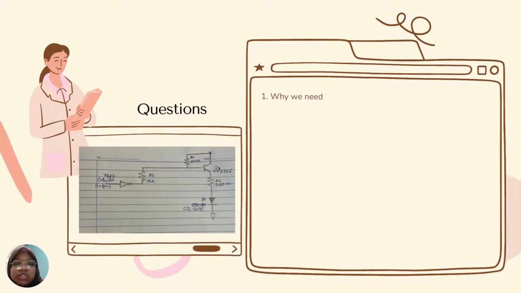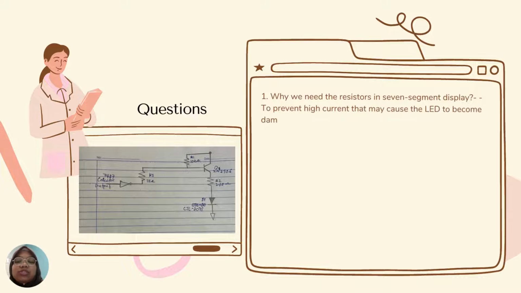Next is the questions. The first question is, why do we need a resistor in the 7-segment display? The resistor employed in the 7-segment display serves as a driving component and assists in restricting or controlling the current flow in a circuit. It will prevent high current that may cause the LED to become damaged.